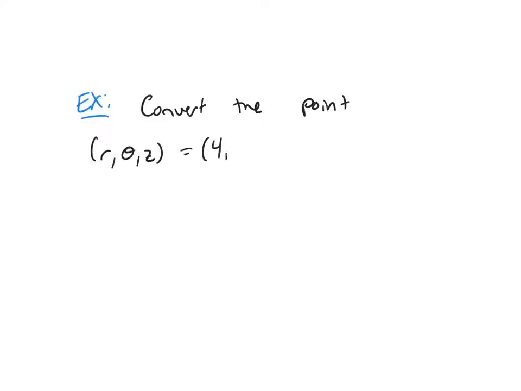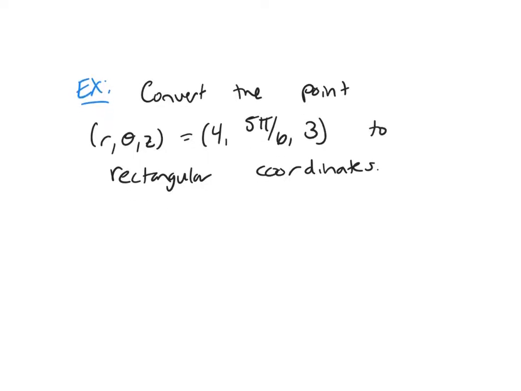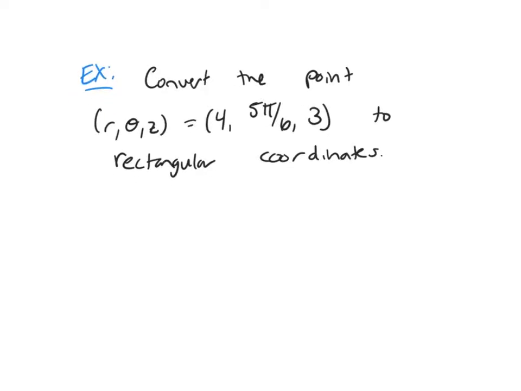All right, so now that we know cylindrical coordinates, let's convert some points. So let's start with: convert the point r, theta, and z, which will be 4, 5 pi over 6, and 3, to rectangular coordinates. So I need to know what x, y, and z are.